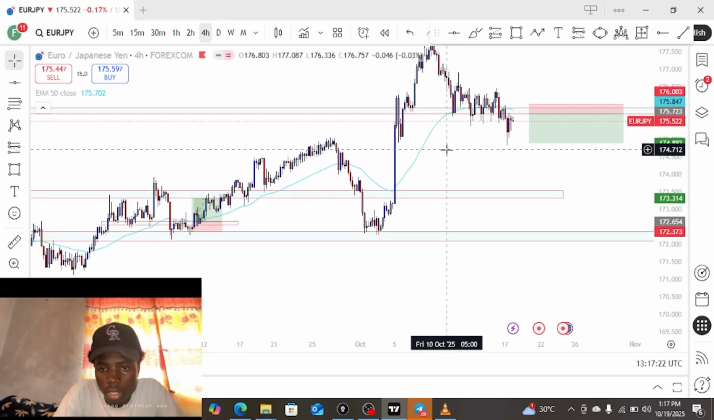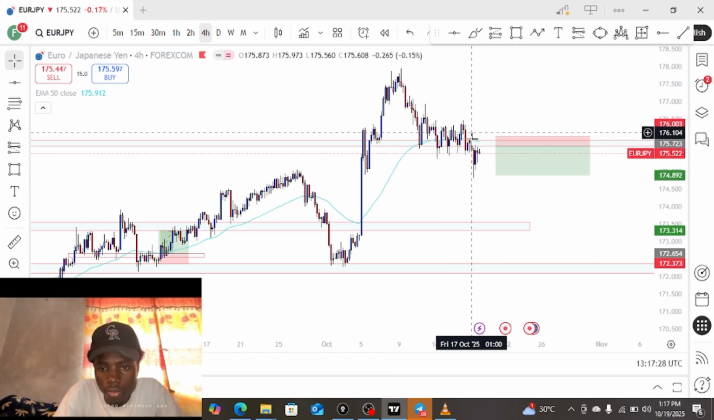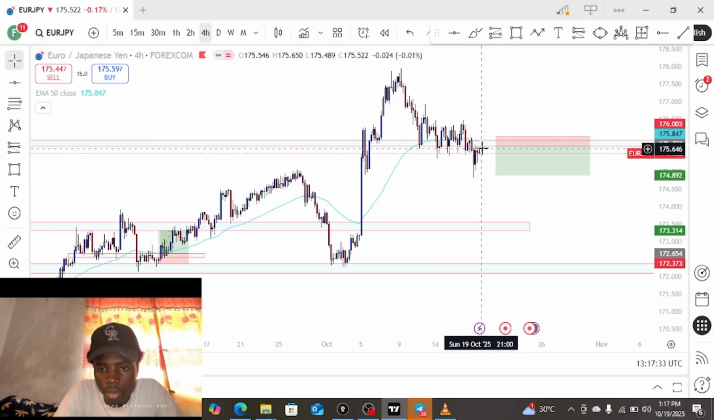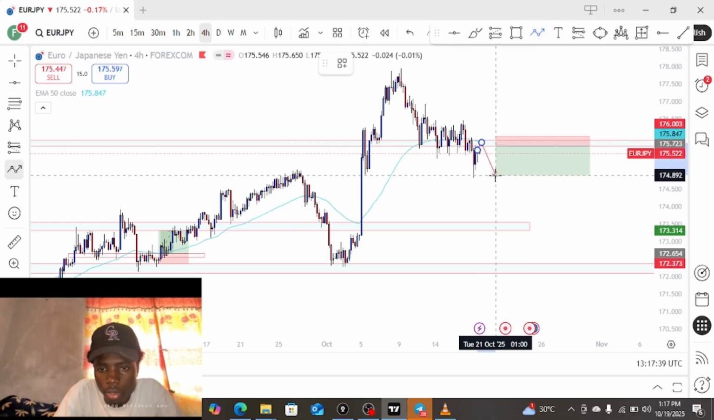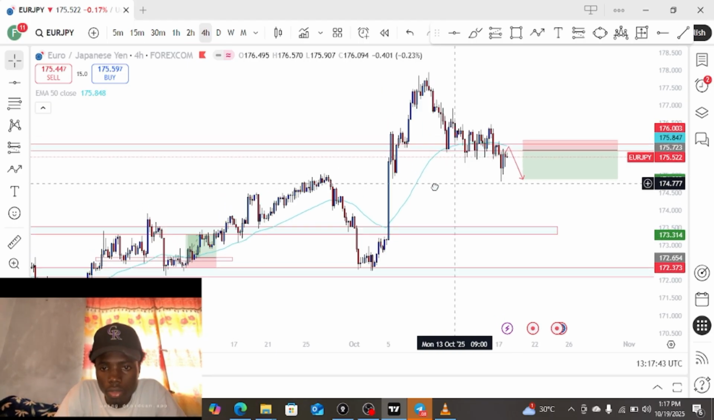It has given us the shift of structure. It was higher high right here, higher low, shifted structure, came back. So I need a retracement right here. I need a little bit of retracement right here. This is my number one: a little bit of retracement right here, and then go down like this. Okay, so that's it.